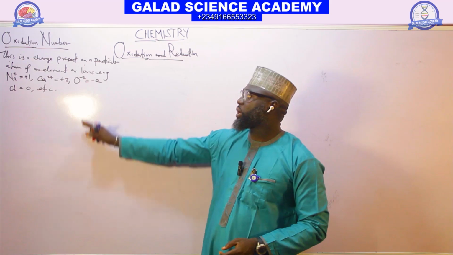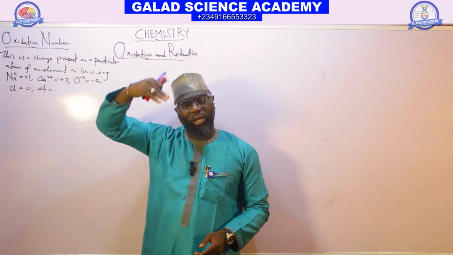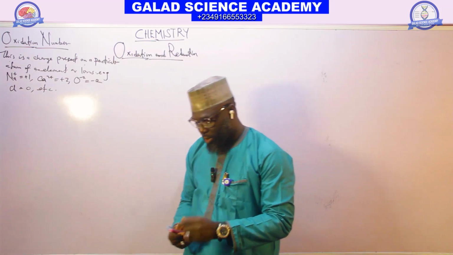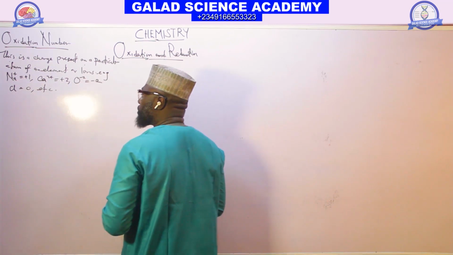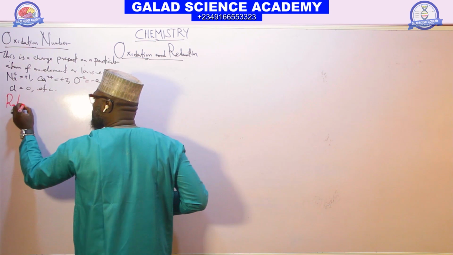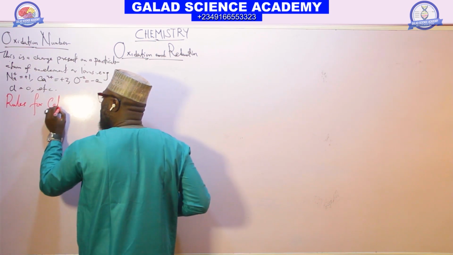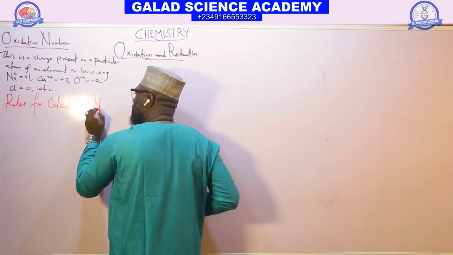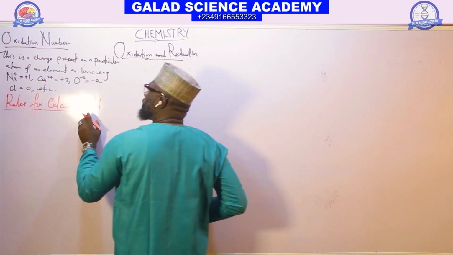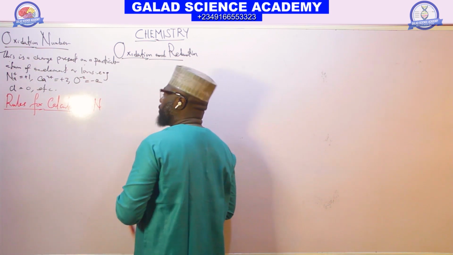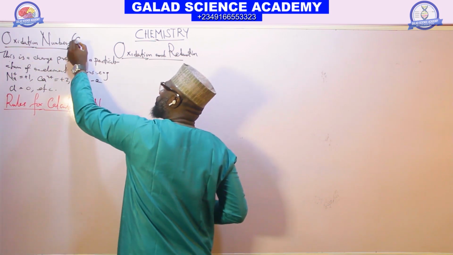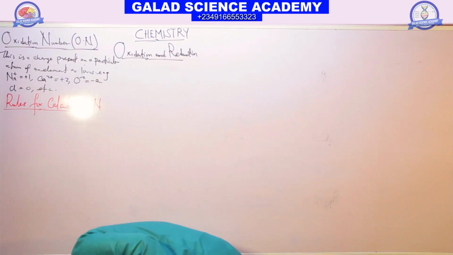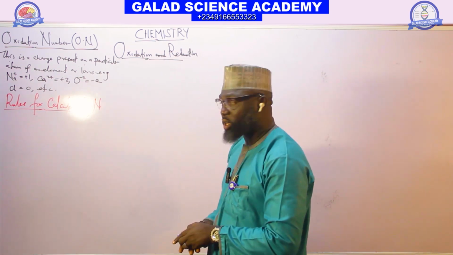And then we have rules of calculating oxidation number. If we calculate the oxidation number, this oxidation number is the one that helps us to name inorganic compounds. So let us look at the rules for calculating oxidation number. The abbreviation of oxidation number we will use is ON, to denote oxidation number.